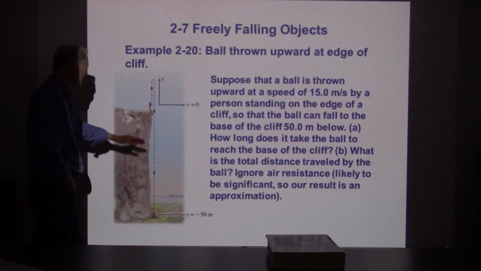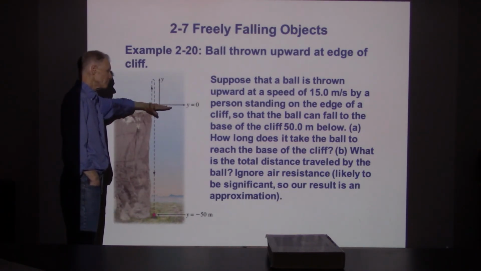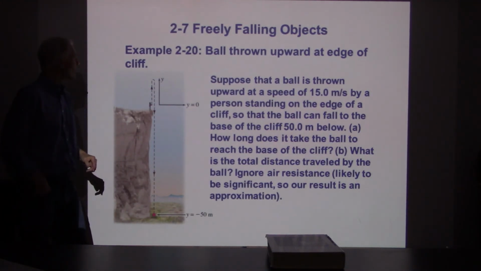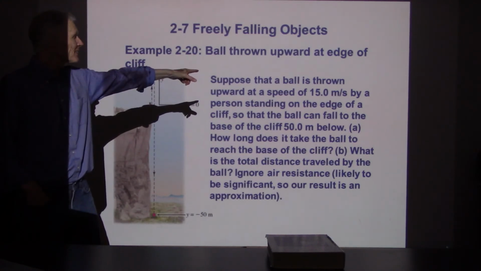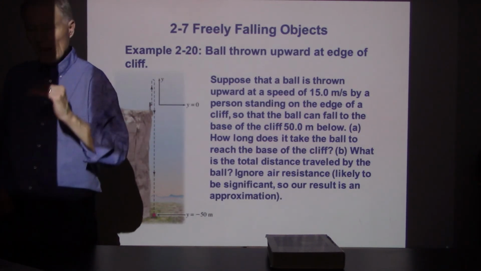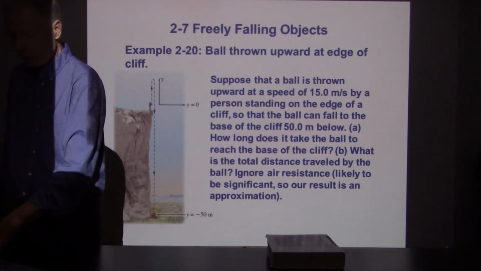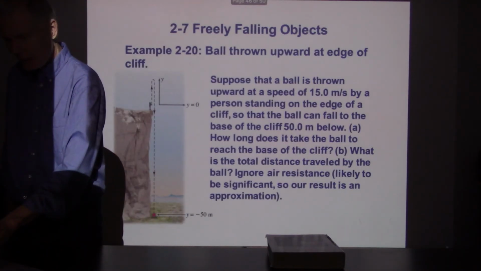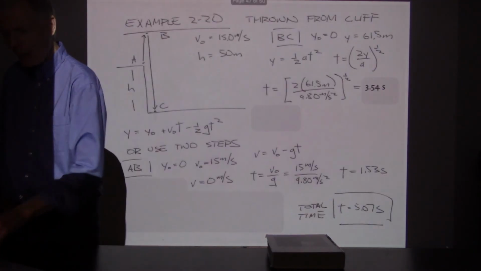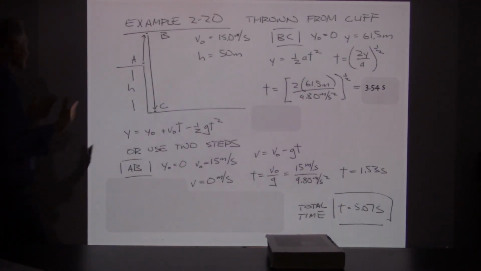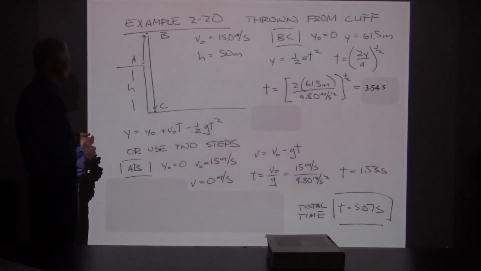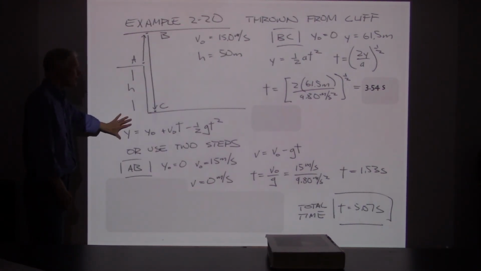Now what they seem to be suggesting is, y equals 0 is here. That's going to be y equals minus 50. We're still going to be throwing this up at 15 meters per second, but now the person walked to the edge of the cliff in order to do this. Now what they want us to calculate is what's the total time this object is going to be in the air.